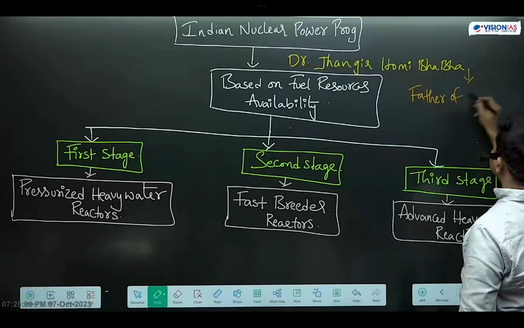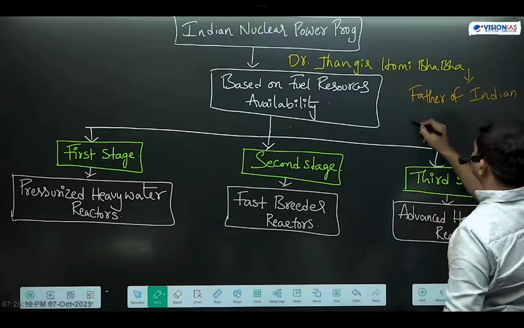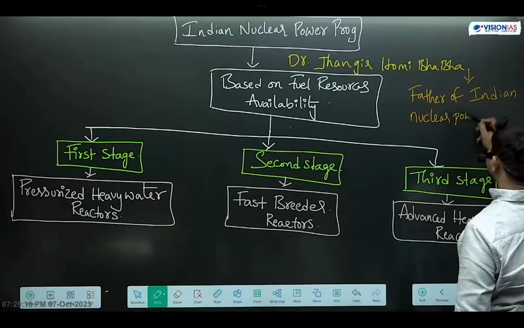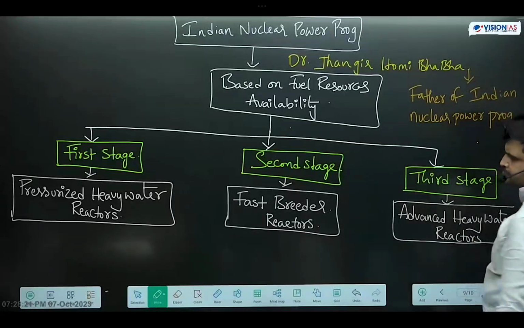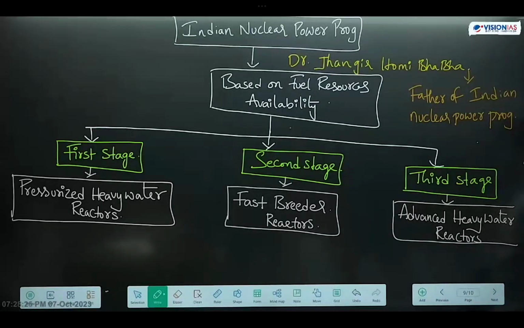Father of Indian nuclear power program. Fast breeder reactors. Next one is advanced heavy water reactors. Why have they designed it like this? To attain self-reliance, Atmanirbhar Bharat. In the third stage, we want to use thorium resources. India has just entered the second stage of the nuclear power program. Currently, we are in the second stage.